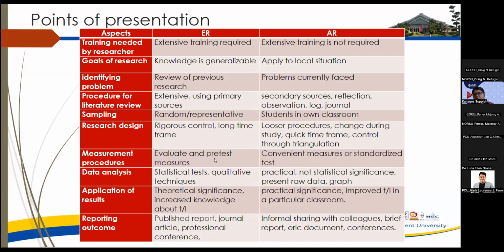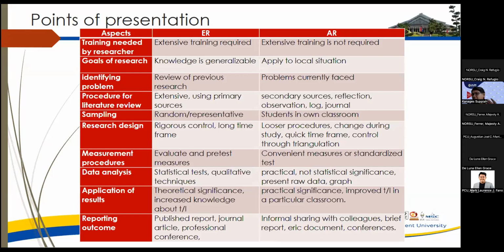Measurements: you have to evaluate with pre-test, post-test, and all that. For AR, convenient measures: we use test scores, observations from teachers, and feedback from students, so it's less rigid. Data analysis: we talk about inferential stats, and for AR it can be qualitative techniques, thematic analysis. Here it is practical. We need the data, but the data can be less rigorous, less rigid. Less rigid meaning we don't have to go into structural equation modeling, all right? But we still need to analyze our data.